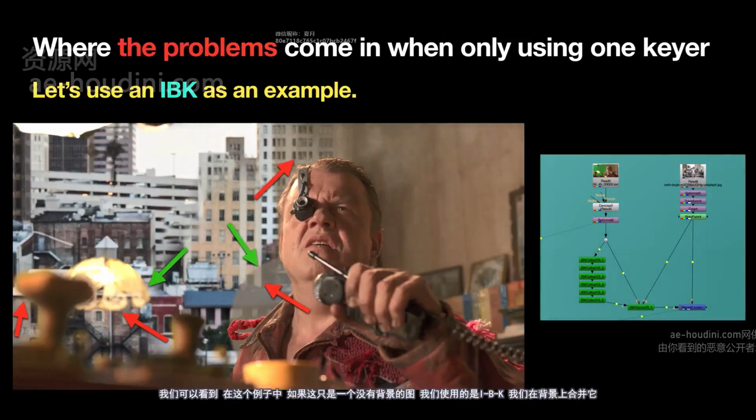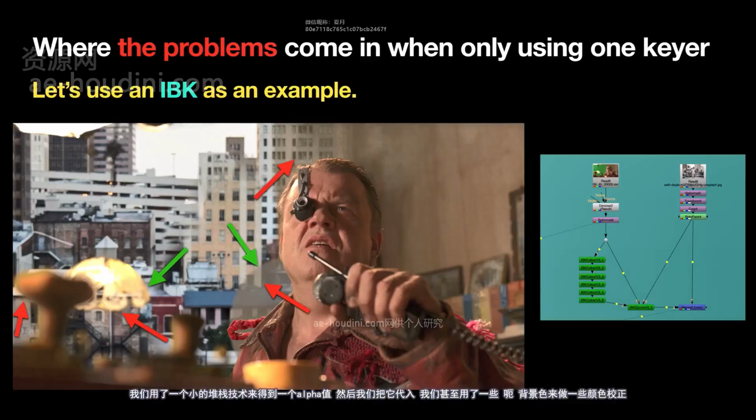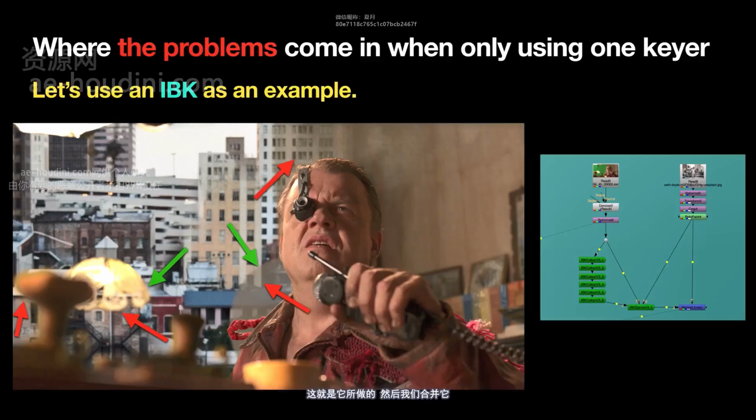So we can see in this example, this is just a node graph here with the background. We're using an IBK and we're merging it over the background. So we're doing that little stack technique to get an alpha, and we're plugging it in. And we're using even some of the background color to do some color correction. So that's what that's doing. And then we're merging it over.